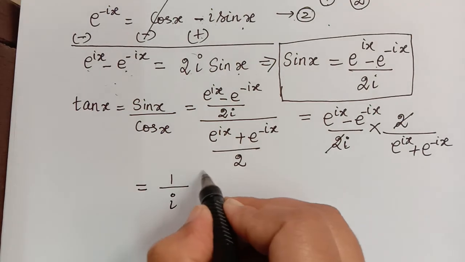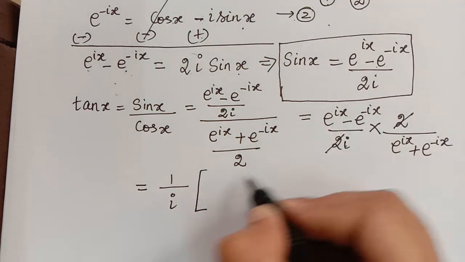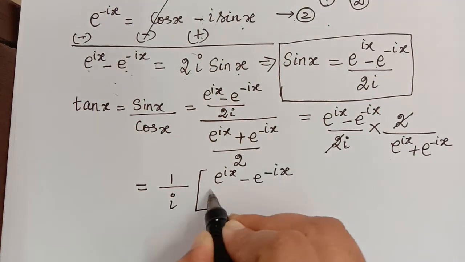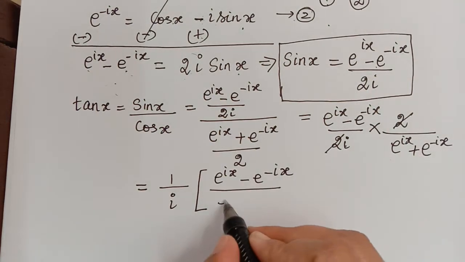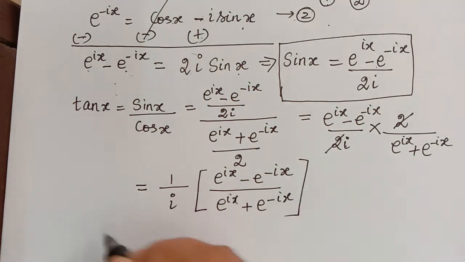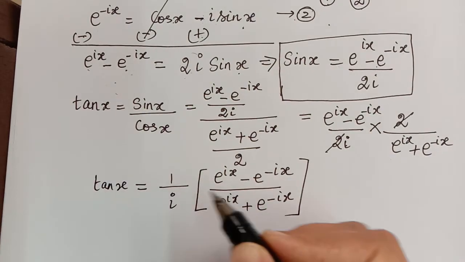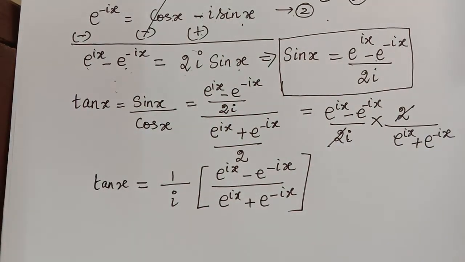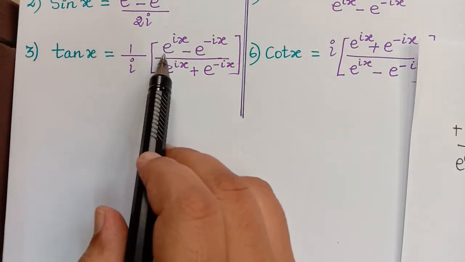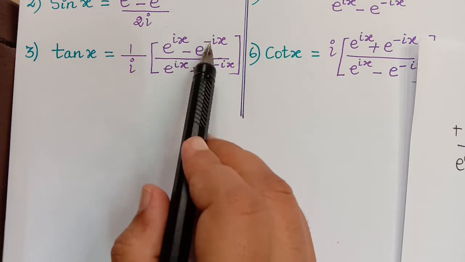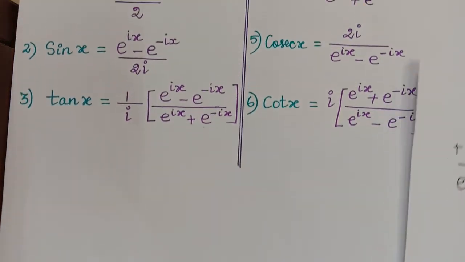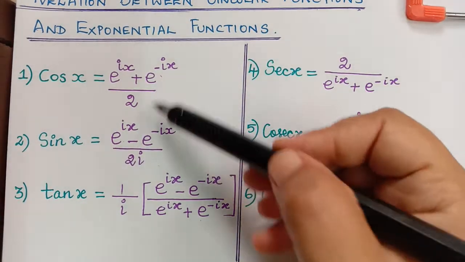So 1 by i multiplied with this numerator, which is e power ix minus e power negative ix, divided by this denominator, which is e power ix plus e power negative ix. So this is the value of tan x that we have obtained. So tan x is equal to 1 by i multiplied with e power ix minus e power negative ix divided by e power ix plus e power negative ix. Now this is how we have obtained these three terms.